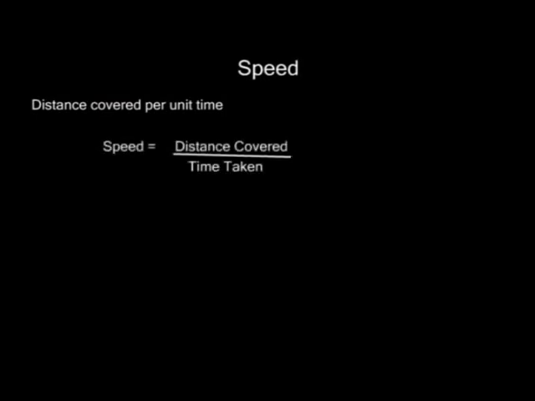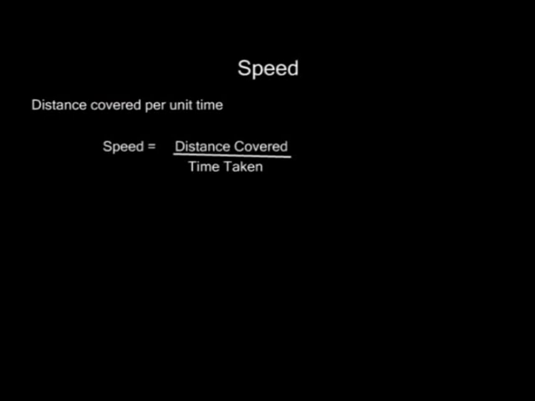Speed. Speed is defined as the distance covered per unit time. Therefore, speed is equal to distance covered over time taken. Speed is a scalar quantity.